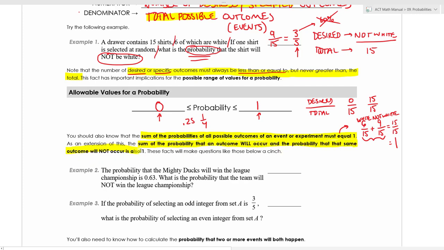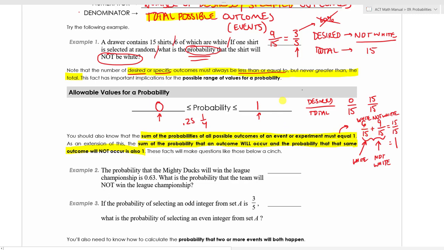The sum of the probabilities that an outcome or event will happen and the probability that that same outcome will not happen has to be 1 as well. Notice what we just did here. We did white plus not white. I already wrote that down up at the top, but I'm going to write it again since we're illustrating this second point. White plus not white has to equal 1. So again, the sum of the probabilities of all possible outcomes of an event or experiment must equal 1.